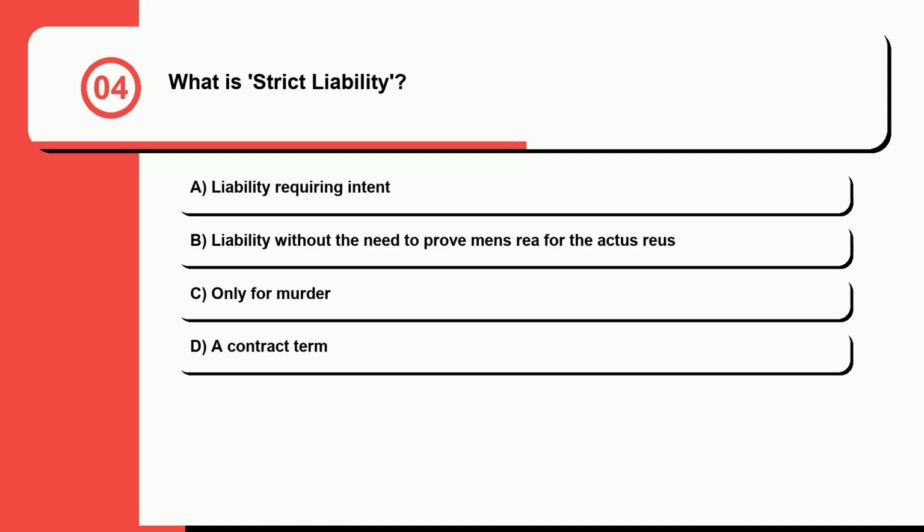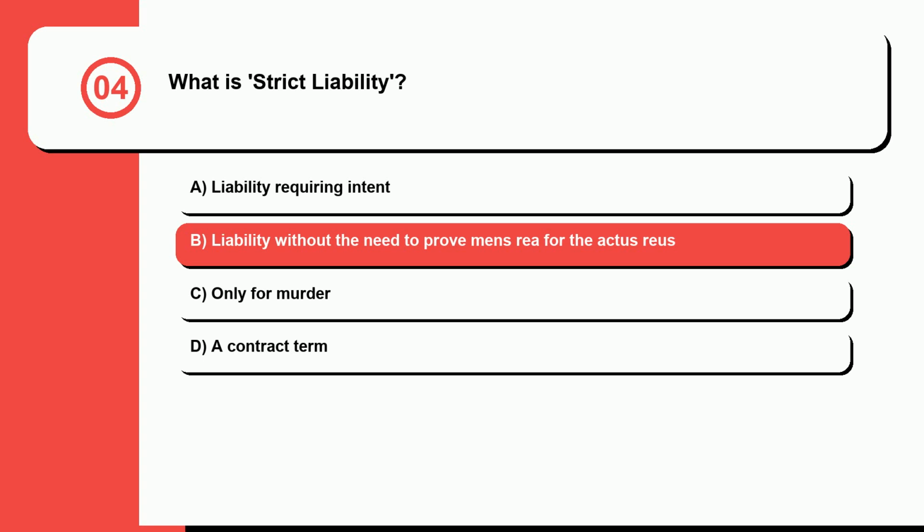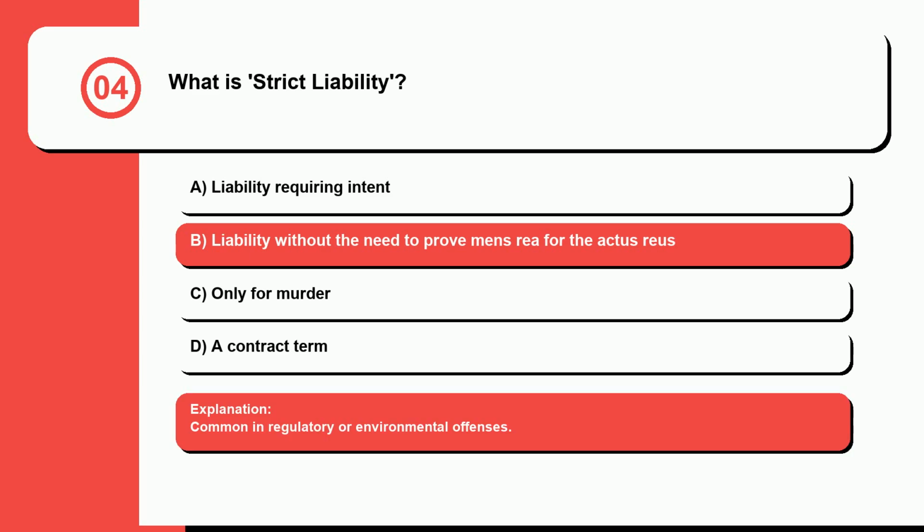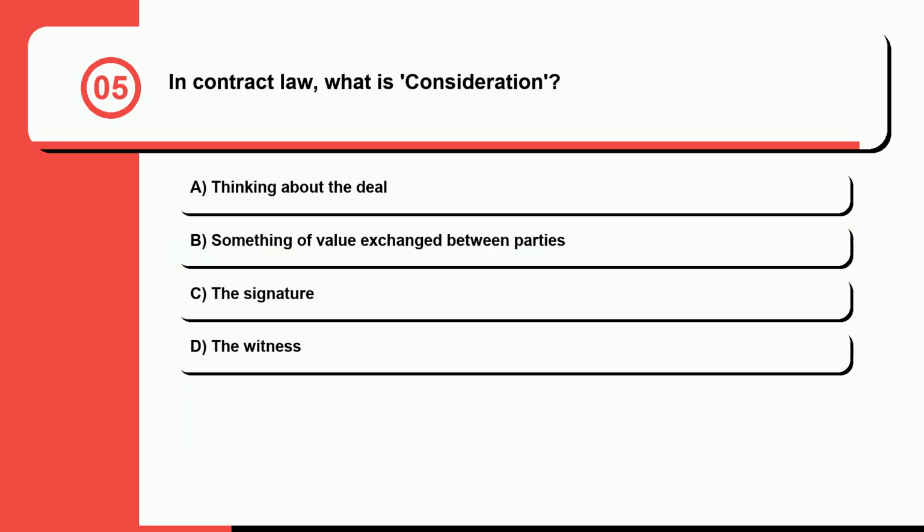Question 4. What is strict liability? A. Liability requiring intent. B. Liability without the need to prove mens rea for the actus reus. C. Only for murder. Or D. A contract term. The correct answer is B. Liability without the need to prove mens rea for the actus reus. Common in regulatory or environmental offenses.